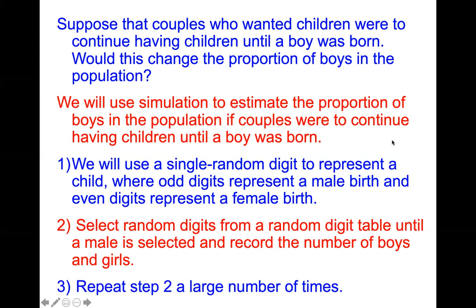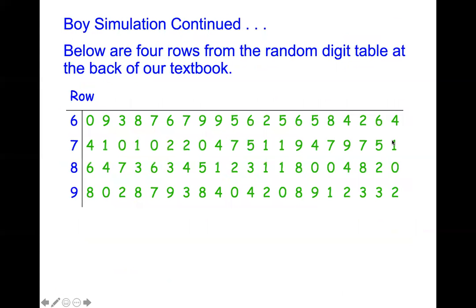Okay, so this is what a random digit table looks like. This was pulled right from the back of your book. You can start at any row since it is random. I just picked row 6, but you can start at row 1, or pick your favorite number and start at that row. It's a random digit table, so you can start anywhere. All right, let's go ahead and run some trials.